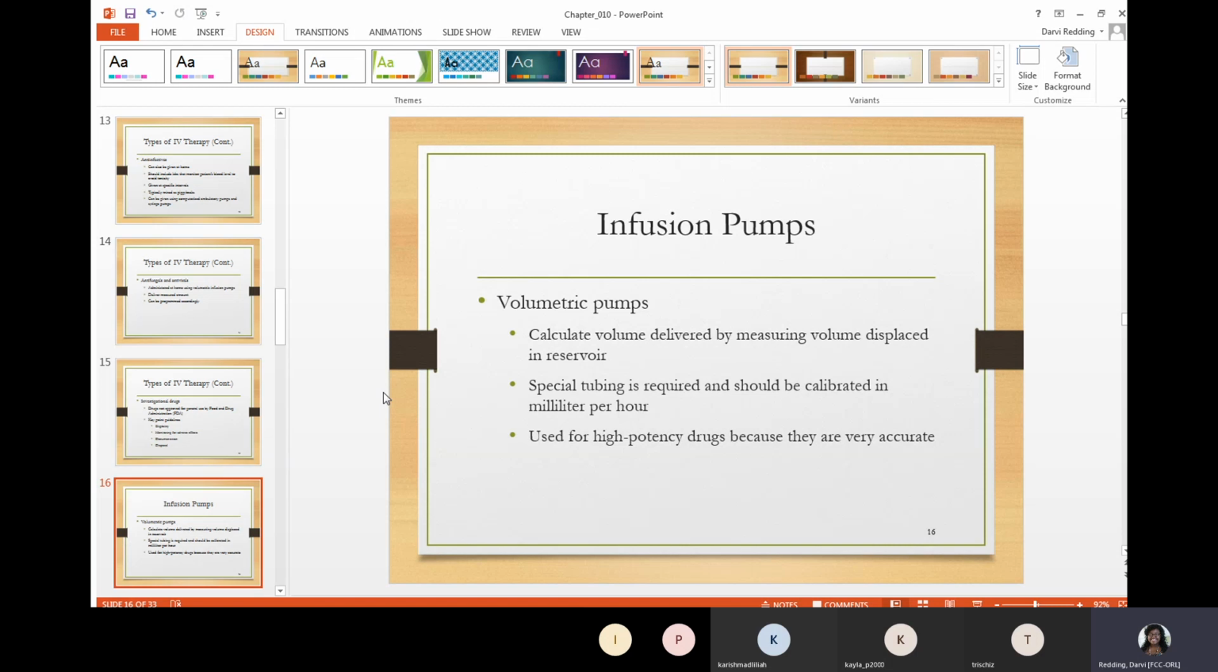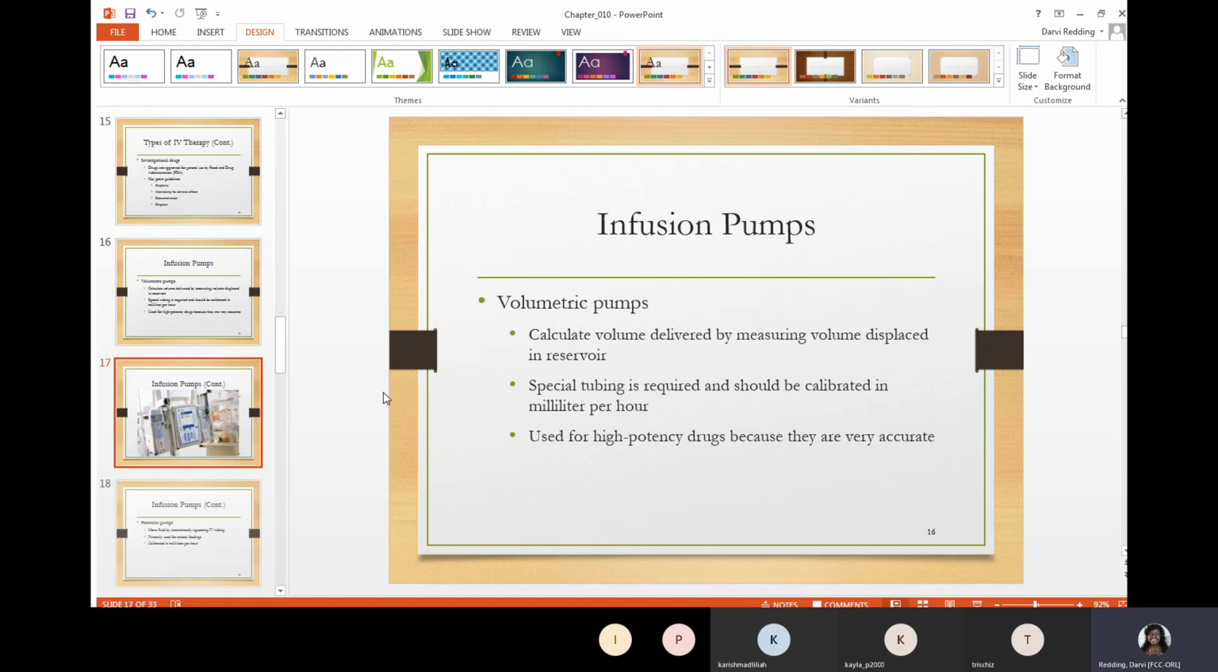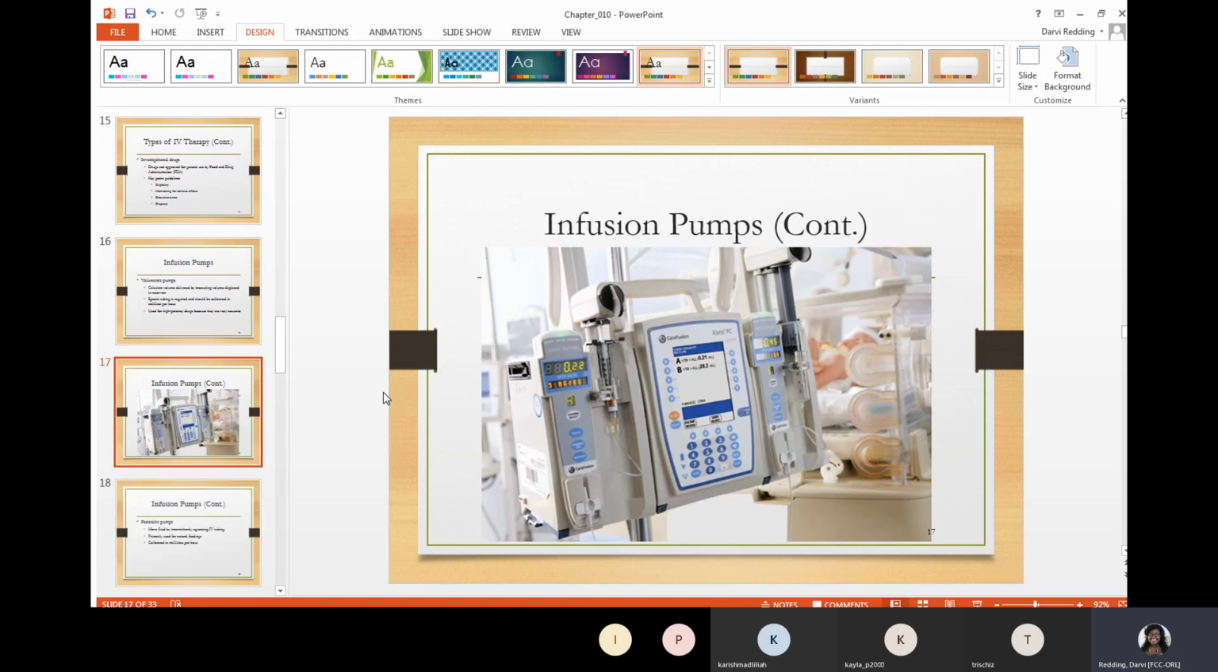So just using that as an example when it comes to the different types of infusion pump. This is an example of an infusion pump, which can be calibrated. This is an example of the volumetric pump. It can be calibrated, it can be timed. It's going to give the patient the exact amount of what it needs.